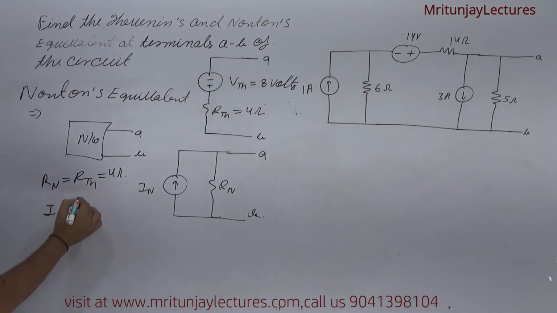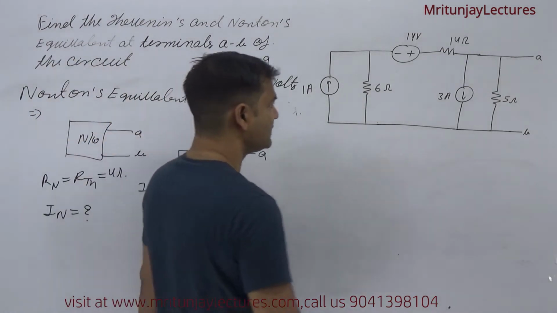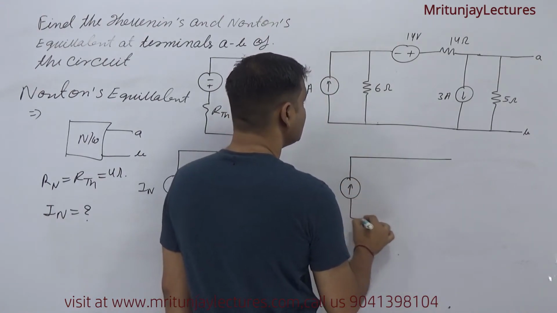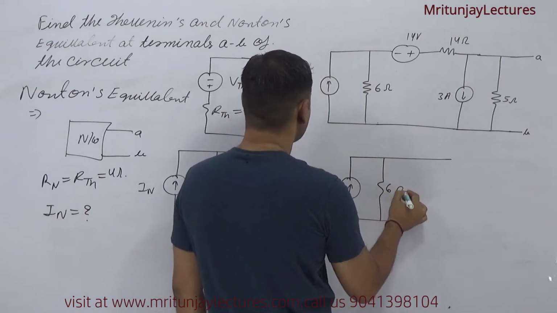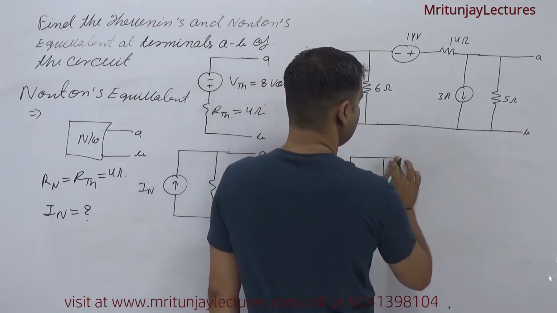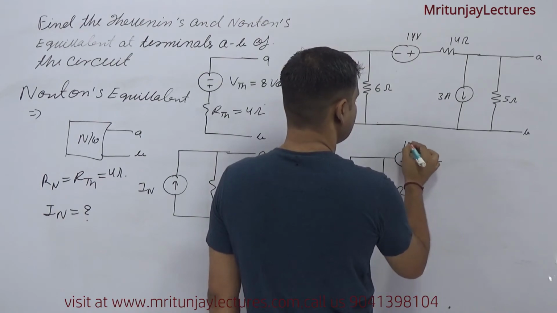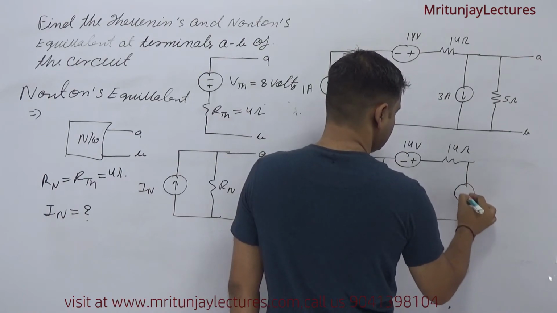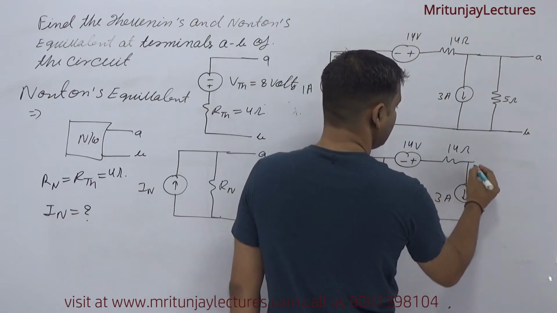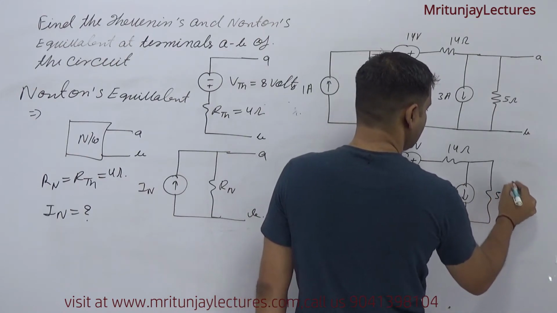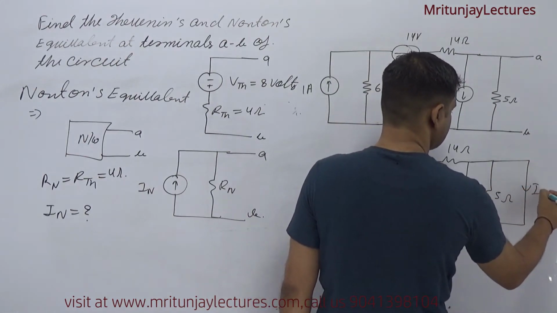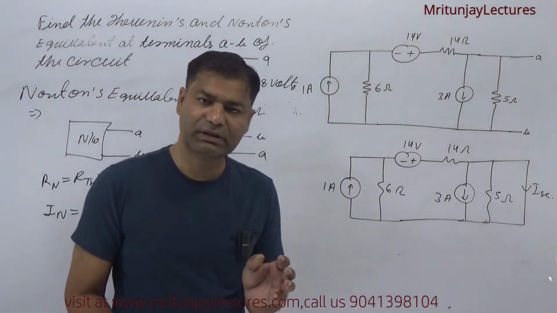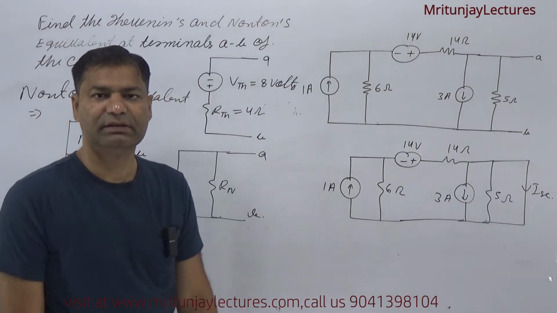So our motto is to determine IN. How can we determine IN? First of all make the circuit. This is 6 ohm and that is 1 ampere, and this one is minus plus 14 volt and that is 14 ohm, and this is 3 ampere and this is 5 ohm, and this behaves as a short circuit, ISC. Our motto is to determine ISC. ISC is equal to IN.